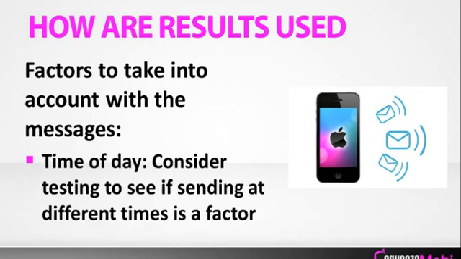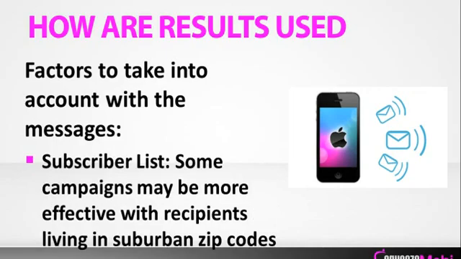All right. Also, time of day. Consider testing to see if sending at different times is a factor. So send out messages at different times of the day. For one variation, send it out around noon, and for the other variation, send it out late in the evening to see which one works best. You can select different times of day for that; that's the essence of A/B split testing. Now you get to experiment on these different factors.